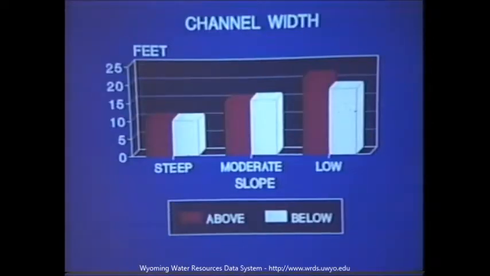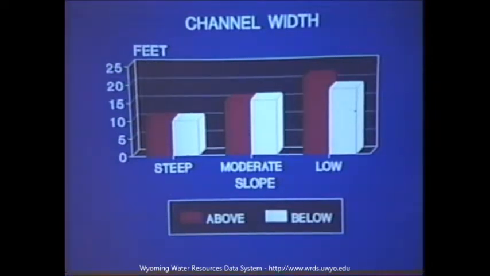Okay, so let's take just a quick look then to wind up this part of the talk on channel response at some summary slides of, overall, given our total of 20 pairs of streams that we looked at, how did they change in response to water diversion on the steep, on the moderate, on the low gradient stream sections? The red bars here are a summary of measurements taken above diversions. The white bars are below diversions.